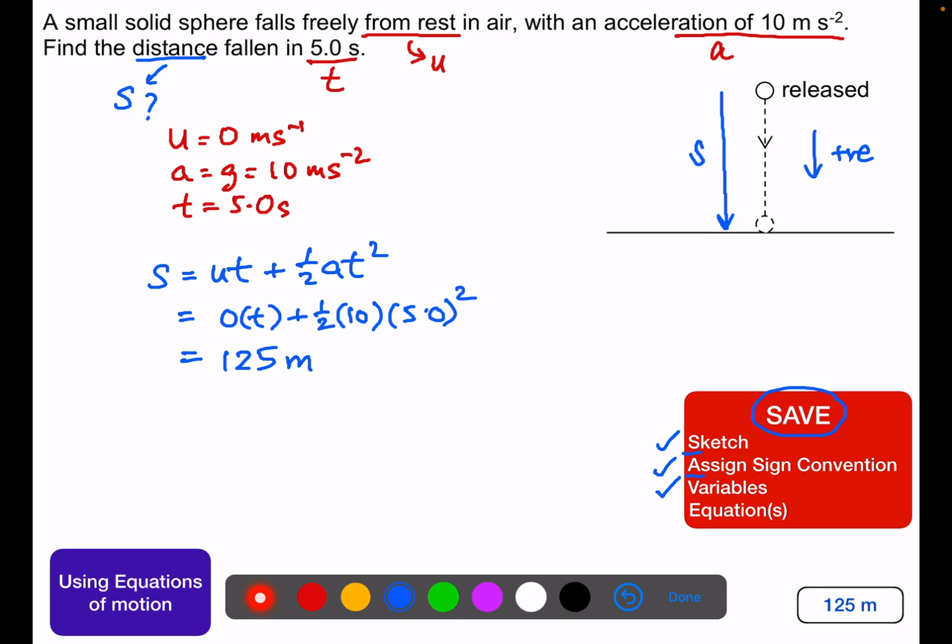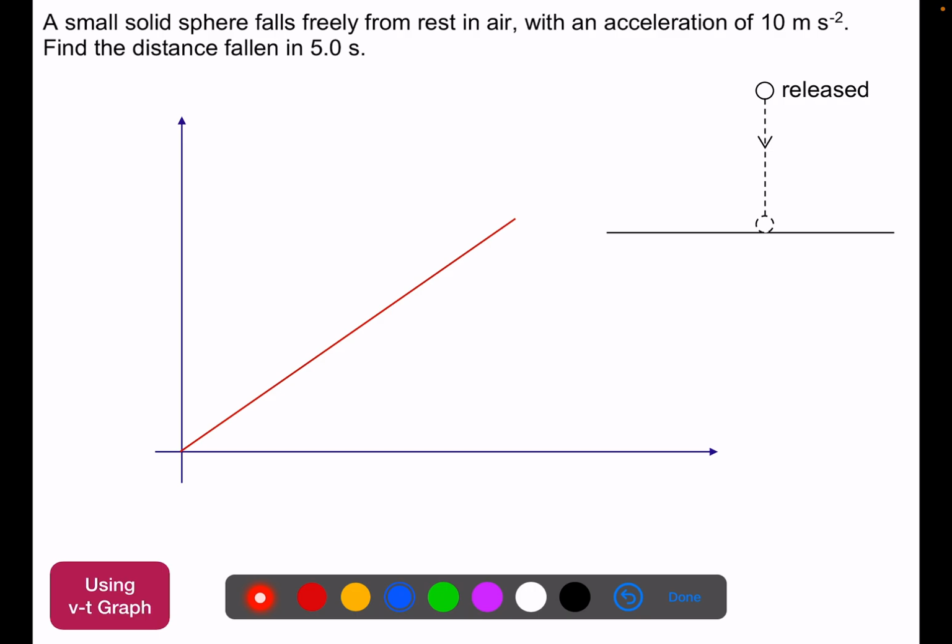So we have chosen the equation of motion method. Instead of the equation of motion, we could also use a graphical method. If we use a graphical method, we'll use a v-t graph, right? Velocity in meters per second, time in seconds, and this sphere falls from rest, so starting from 0. It has a constant acceleration of 10 meters per second squared, and therefore we have this straight line graph where the gradient represents this acceleration.